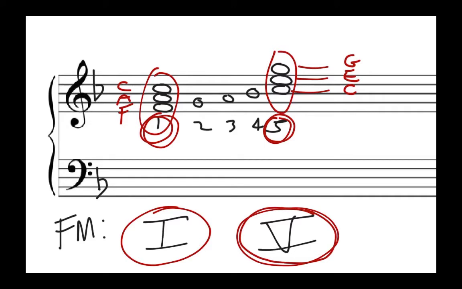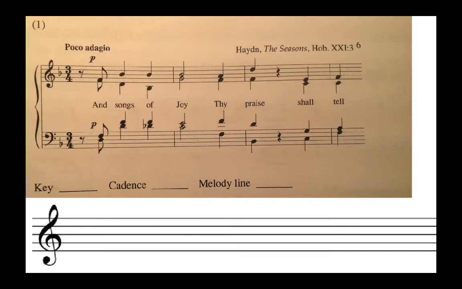Now, the reason I'm going over that is all the cadences we're going to be looking at in this chapter are going to be using either the tonic chord or the dominant chord. And let's look over here at some music. This is assignment 4.3, number 1. So even though there's a lot of great music in this phrase, we're really only concerned with the last two chords. That's where we're going to find our cadence.